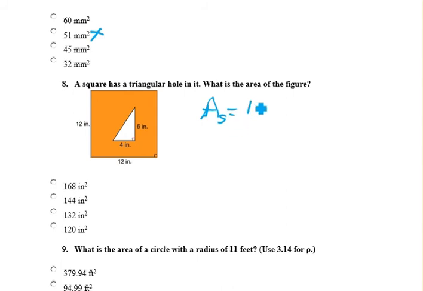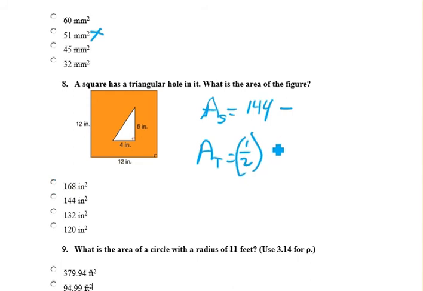But we have this hole in it, so if we subtract the hole out, that would give us everything else. And we know the area of a triangle. And you guys got to be writing these formulas down, because when you take the test, you need to know this stuff.